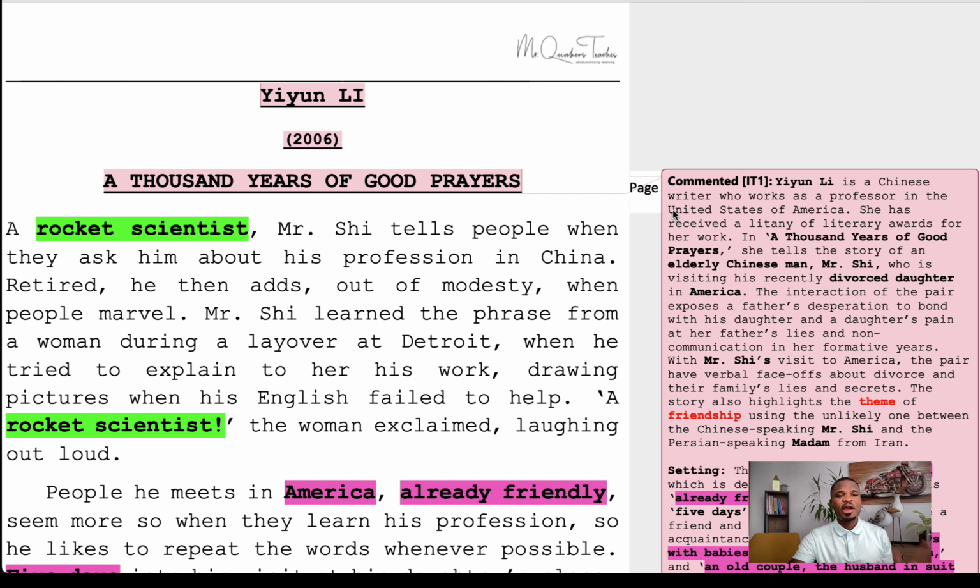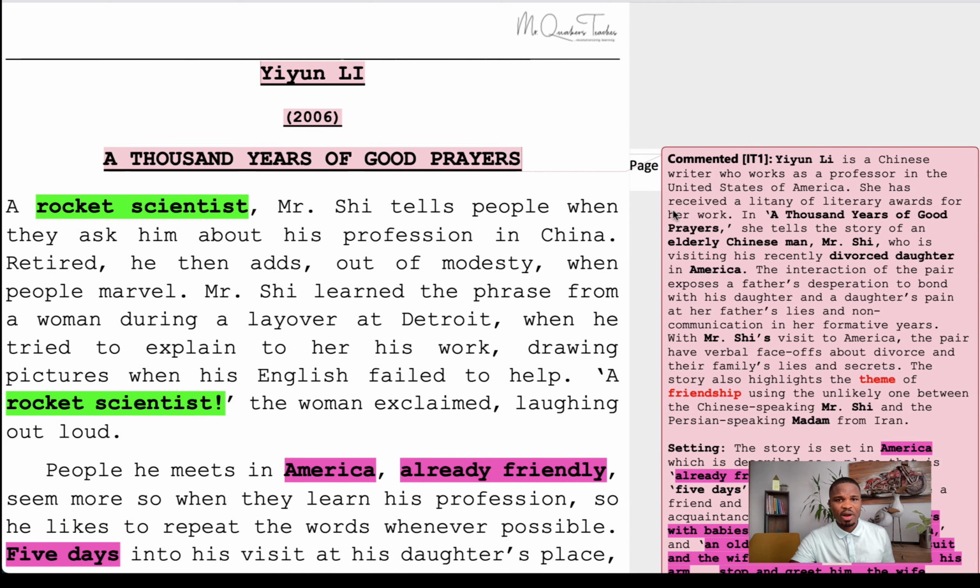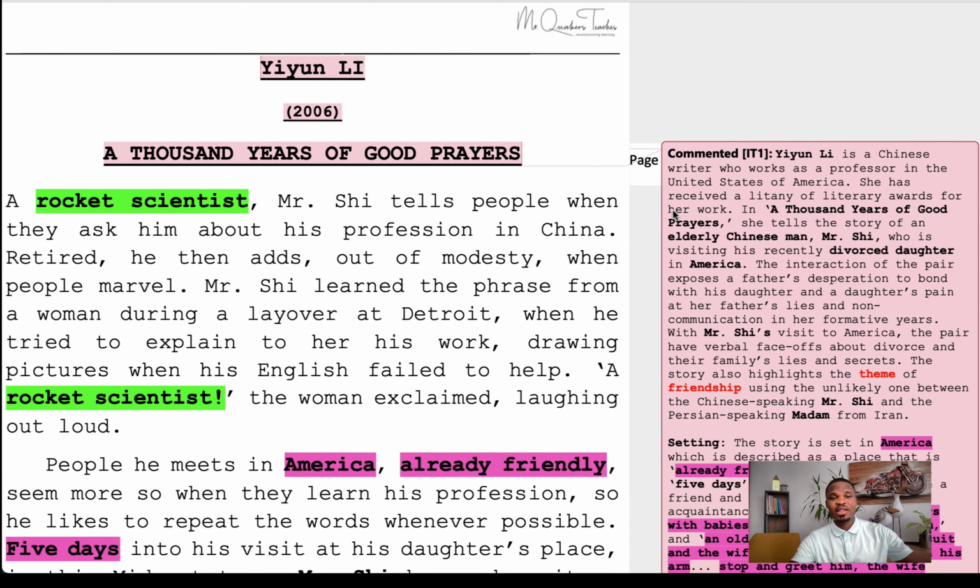Now, let me begin by reading the first paragraph. Observe that the phrase rocket scientist is repeated twice in the introduction. And this is really important because Mr. Chi wants to exalt his position as a rocket scientist, his achievement, what he was able to achieve both academically and professionally.